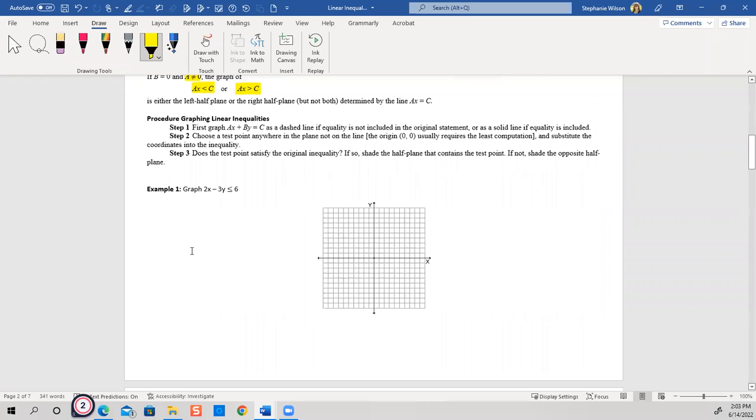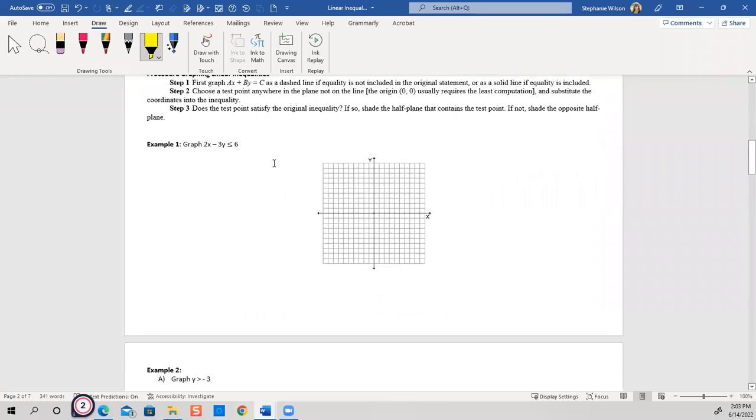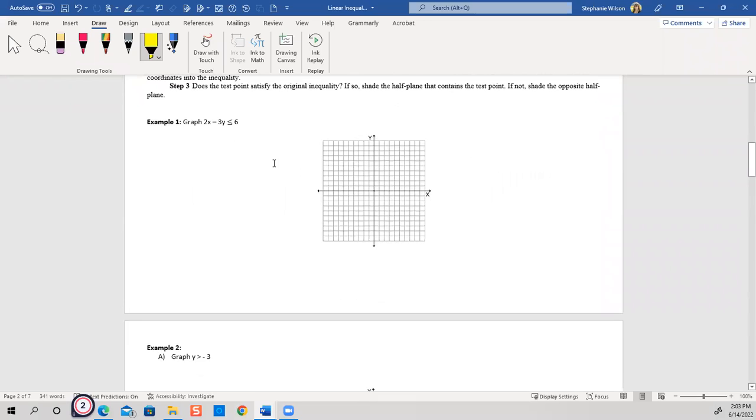The procedure of graphing linear inequalities, I'm not going to read all this. This is stuff that you can read, but let's just get started. What we're going to do is graph this line. There's more than one way to do this. However, if I choose to do the intercepts, I can solve for it that way. First we need to graph the line, then determine which part of the plane is true because of this inequality sign.